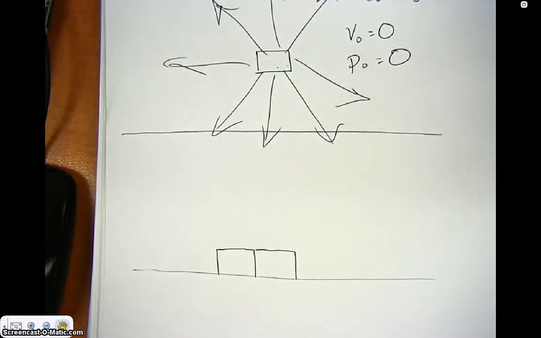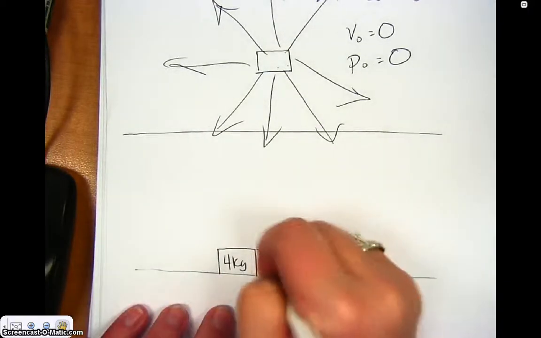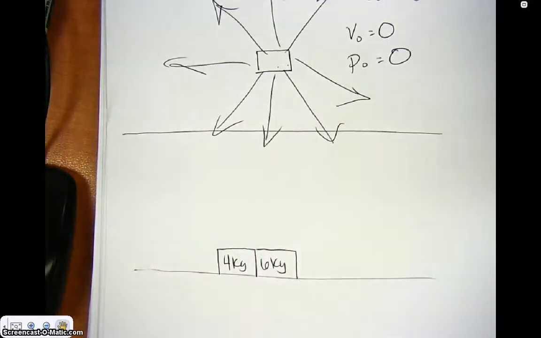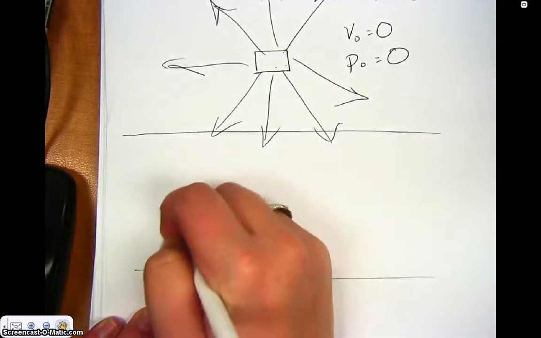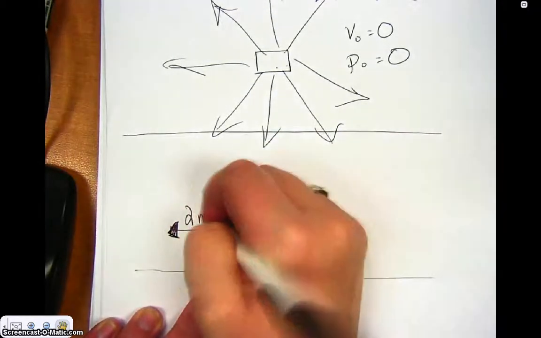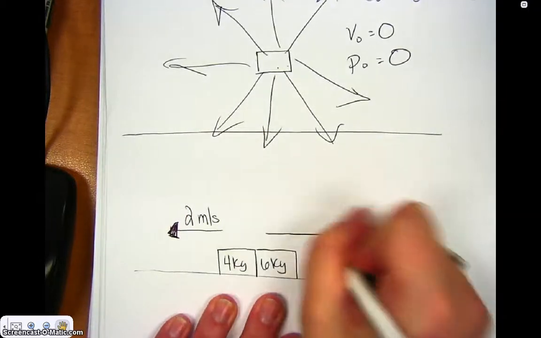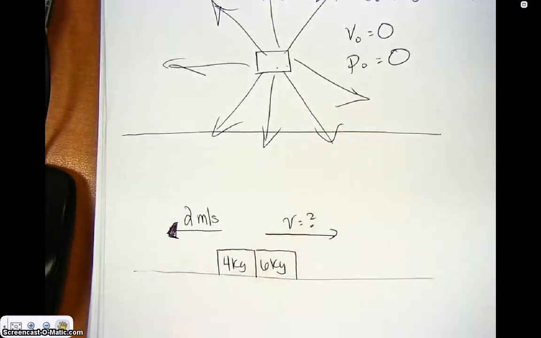So let's say that one of the cars is 4 kilograms, and the other one is 6 kilograms. Initially they are at rest, and then you hit the plunger, and this one flies off to the left at 2 meters per second. We want to know what that means about the other car's velocity. How fast is it going? What we need to know is that momentum is conserved.